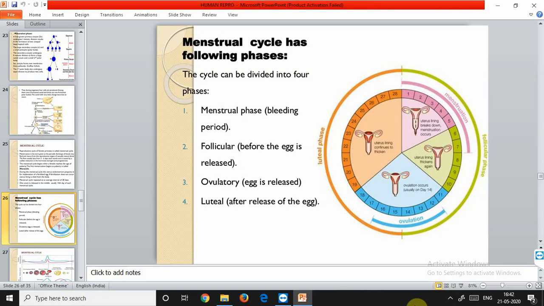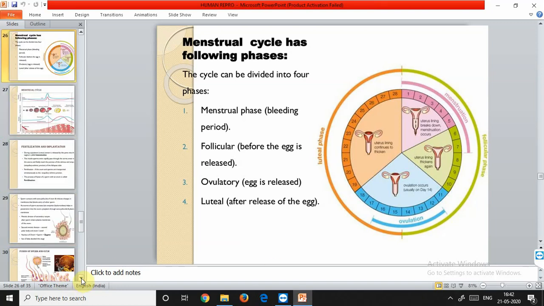So what is the cause? The decline in the estrogen level, and when the decline in the estrogen level occurs, we call it menopause. So we'll talk about the 4 phases first. What are the 4 phases? First we'll start with the follicular phase. It is also called the proliferative phase, or the post-menstrual or pre-ovulatory phase. Post-menstrual because it occurs after the bleeding phase, and pre-ovulatory because it occurs before the ovulatory phase.